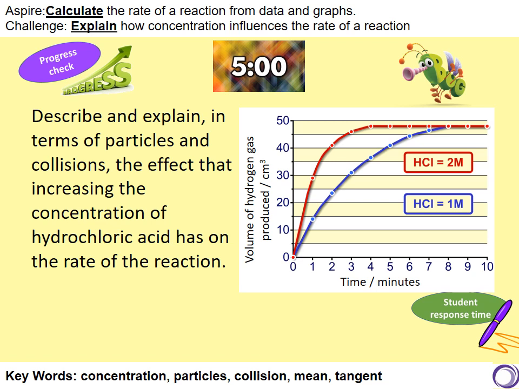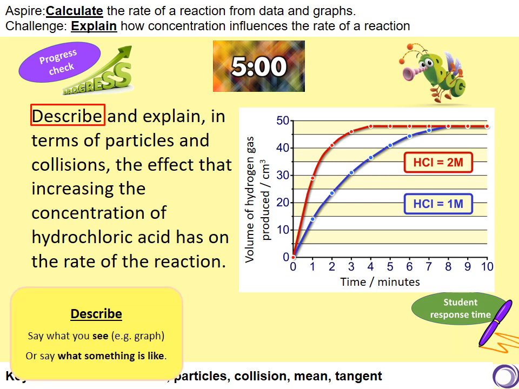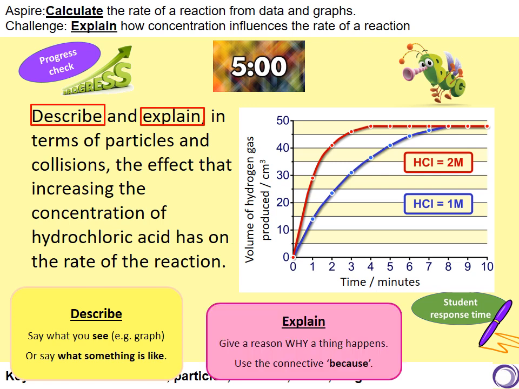Right. Here we have a question that asks you to describe and explain. So if we bug this question, our first command word is describe. In a describe question, we should be saying what's on the graph, what do we see? The second part of the question is an explain. So in this question, we are going to need to explain what has happened. A good connective to use for explain questions is the connective because.